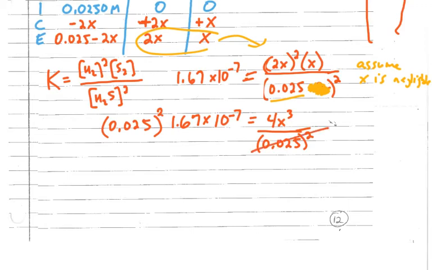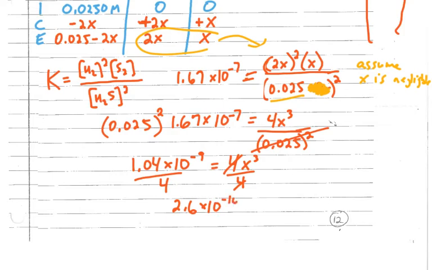0.025 squared times 1.67 times 10 to the negative 7th is 1.04 times 10 to the negative 9th equals 4x cubed. Divide both sides by 4. That cancels out. And we get 2.6 times 10 to the negative 10 equals x cubed. So now we take the cube root of each side, and we get x equals 6.38 times 10 to the negative 4.